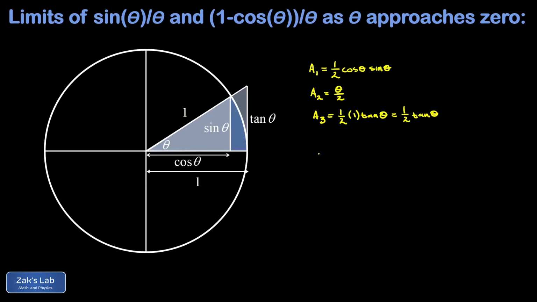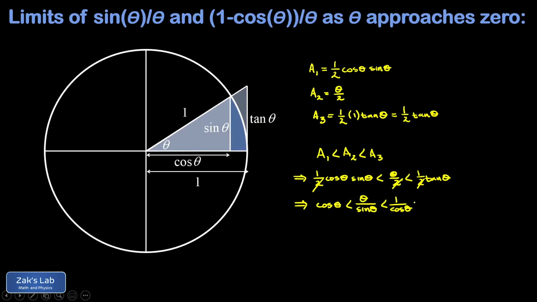So there's a string of inequalities relating these areas. The area of that small triangle is less than the area of the sector, which in turn is less than the area of the large triangle. So we plug in these areas and we find that 1/2 cosine theta times sine theta is less than theta over 2, which in turn is less than 1/2 tangent theta. We can multiply through by a 2 and get rid of all those denominators. And then what I want to do is divide all 3 parts of this compound inequality by the sine of theta. So we arrive at this new compound inequality.